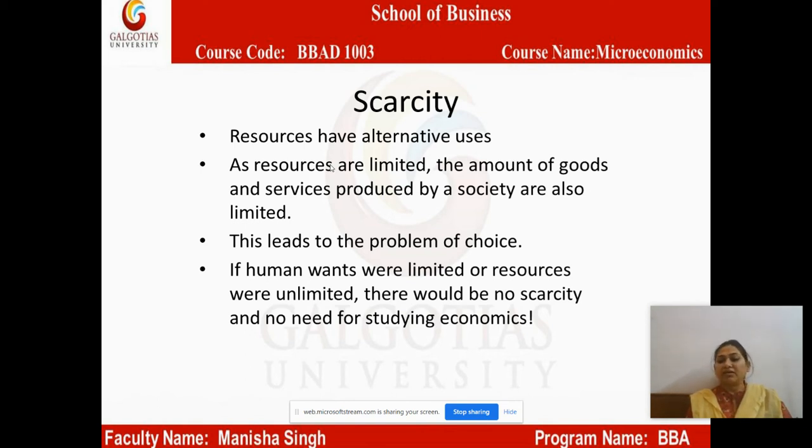You're getting it? If the human wants were limited or resources were unlimited, there would be no scarcity. Whatever everybody wanted, everything could be produced for everyone all the time. So then there would have been no scarcity. And when there is no scarcity, there is no need for economics. The need for economics arises precisely because human wants are unlimited and resources are limited.